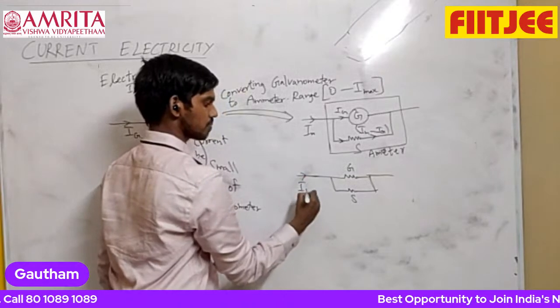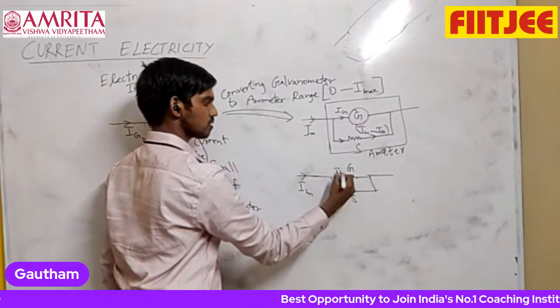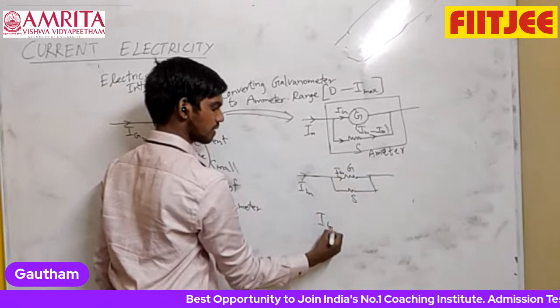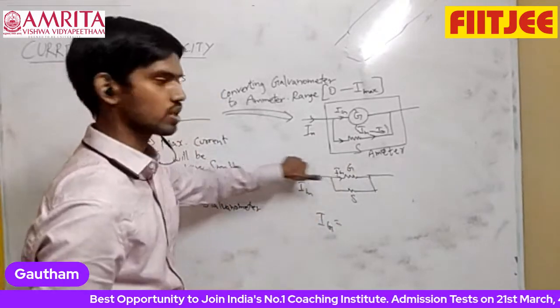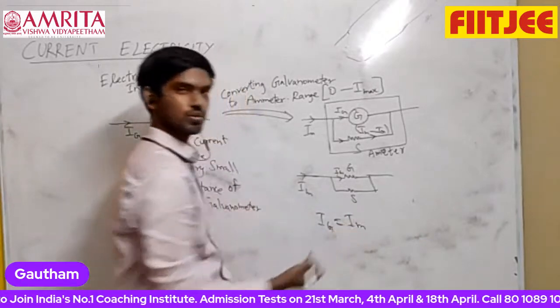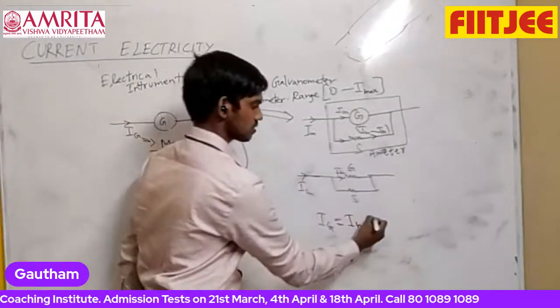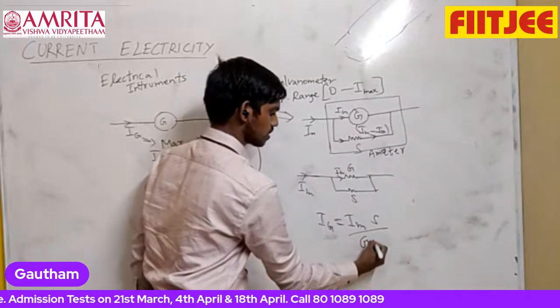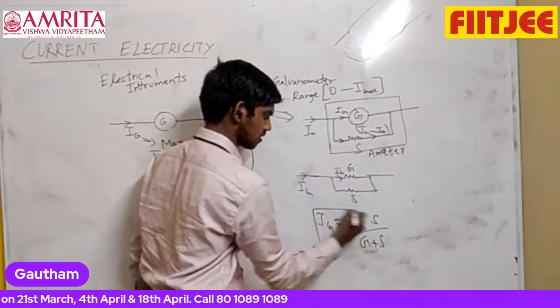This current is Im, this current is Ig. So can you say the current through the galvanometer is equal to the total current entering the junction into the other resistance divided by the sum of the two resistances. I gave this in the starting of the class.